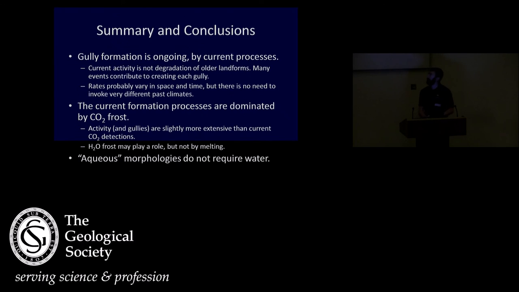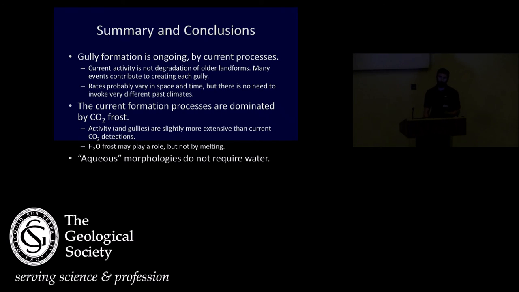So to sum this up, we think that gully formation is ongoing by current processes. We believe that the activity we're seeing is contributing to ongoing gully formation, and current activity isn't just degrading some old fluvial landforms or debris flow landforms. Many of these events that we're seeing probably contribute to creating each gully. The events we're seeing are quite substantial, but the gullies would often require hundreds or a few thousand of these events. We see recurrence intervals, based on the fraction of activity that we've seen so far, on the order of hundreds to maybe thousands of years.